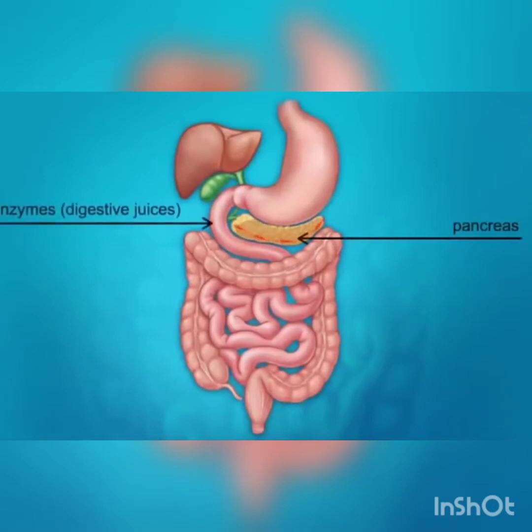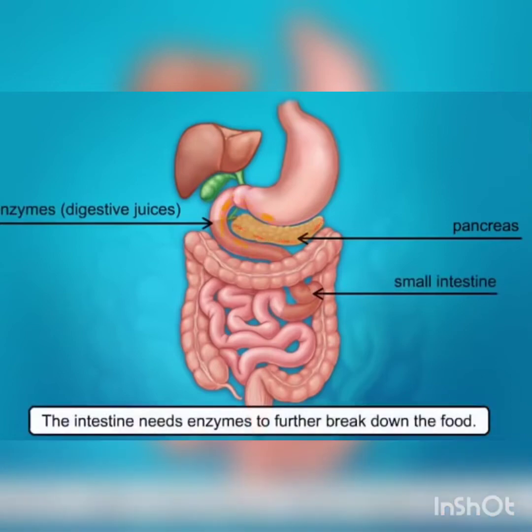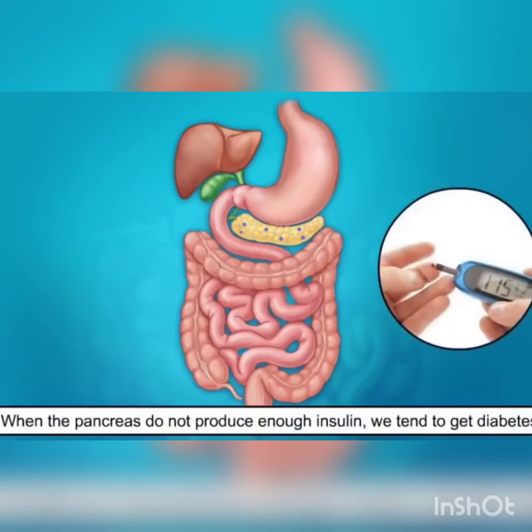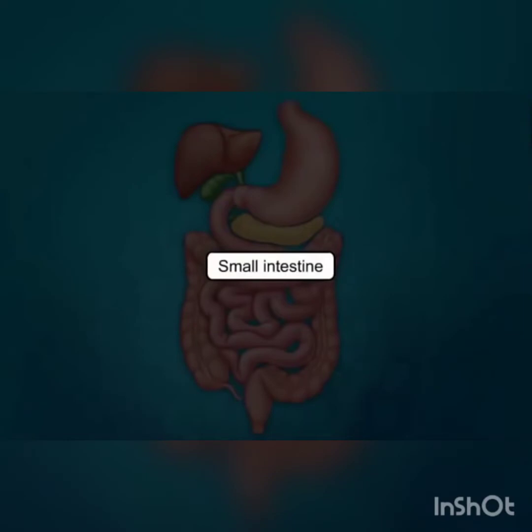Then, pancreas. The pancreas produces many enzymes which are released into the small intestine. It also produces enzymes to further break down the food. The pancreas also produces insulin, a hormone which controls the sugar levels in our blood. When the pancreas does not produce enough insulin, we tend to get diabetes.